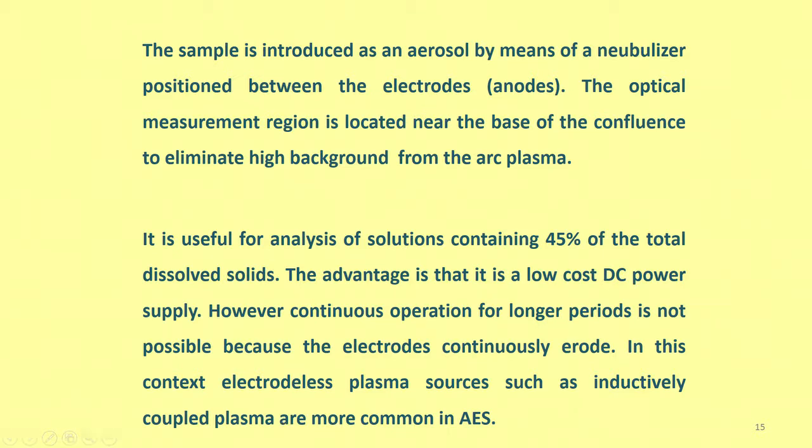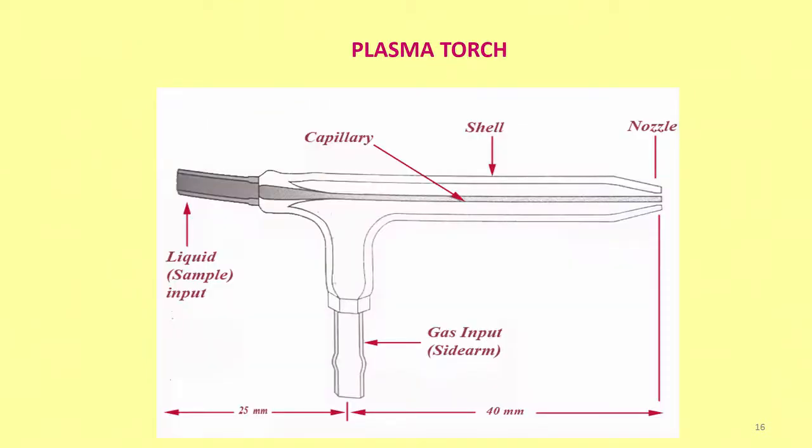In this context, we want electrodeless plasma. You generate a plasma without electrodes, then where is the question of burning electrodes? It is not there, right. So, that is inductively coupled plasma that is used for atomic emission spectrometry. Okay. So, how do we do that?